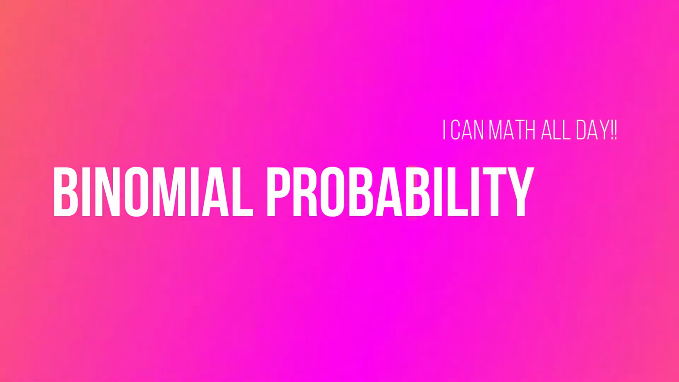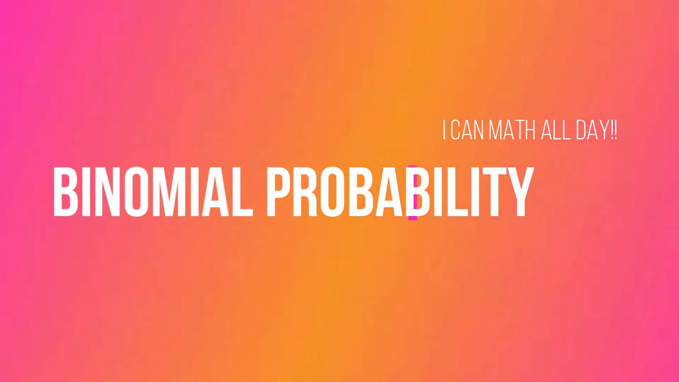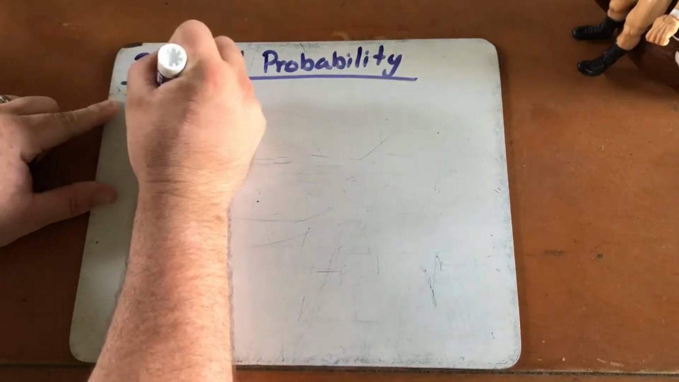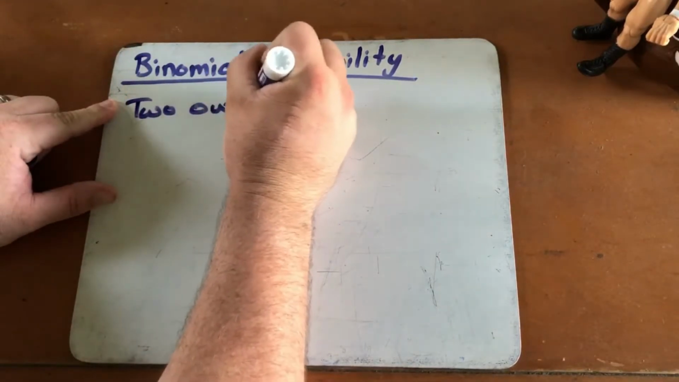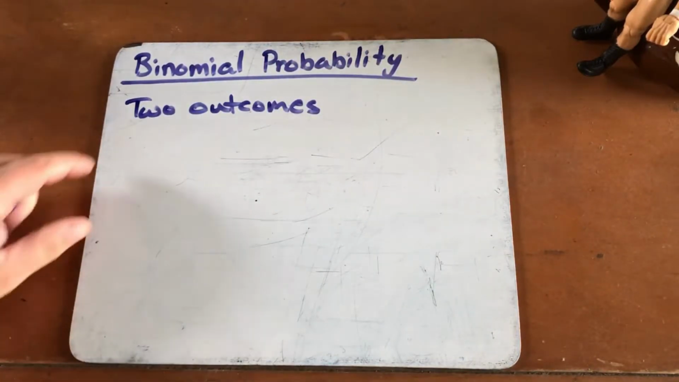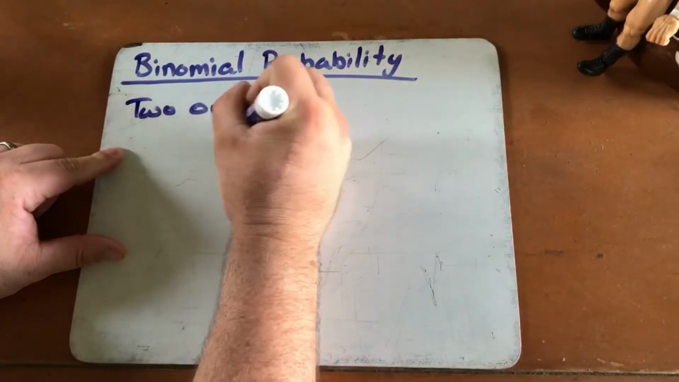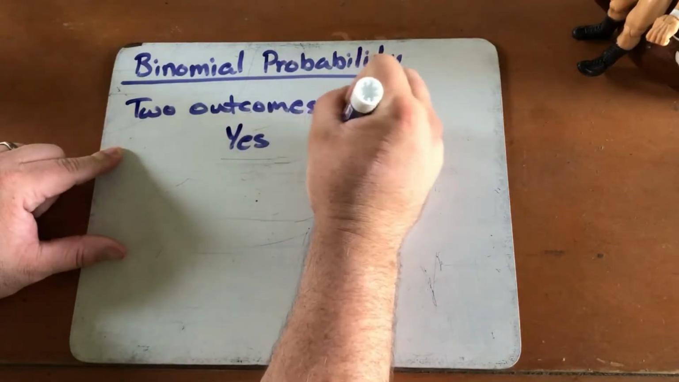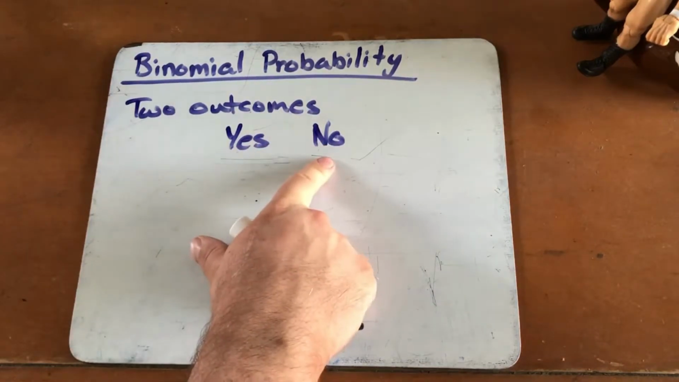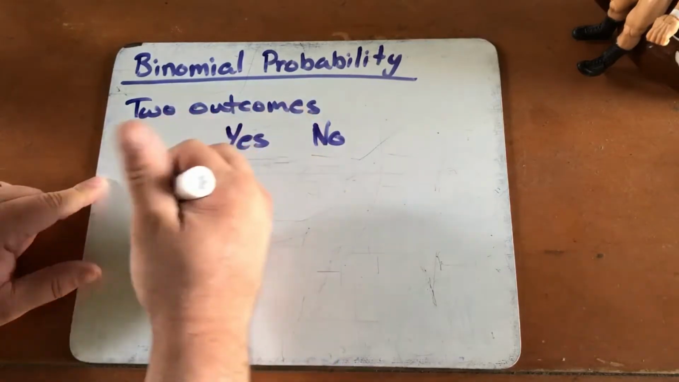Part 6, binomial probability. When we're looking at binomial probability, it's important to realize that there are only 2 outcomes. That is what makes it binomial. An easy way to think about the 2 outcomes is as yes and no. Probability that yes, we got what we want, the probability no, we didn't get what we want.